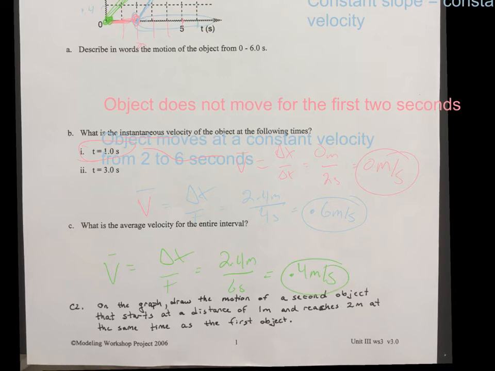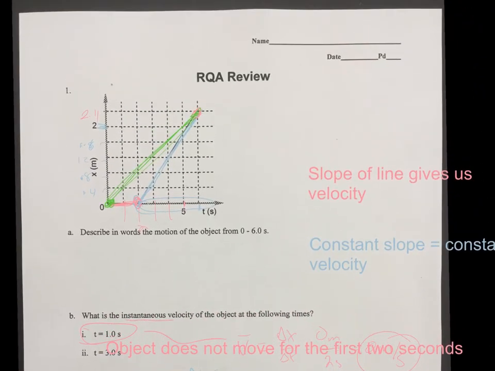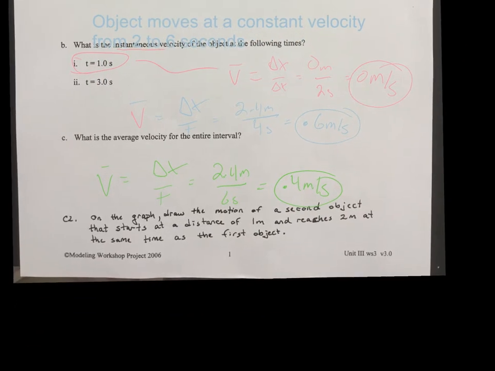All right, lastly, it says on C part 2, on the graph, draw a motion of a second object that starts at a distance of 1 meter and reaches 2 at the same time as the first object. So I'm going to start at 1 meter, which is right around the middle there, and I need to get up to 2. Right about there is where it's going to be. So this red line I just drew starts here, the y-intercept is 1 meter, and it reaches the 2 meters right there. All right, so that's the first side. Let's move on to the second side.